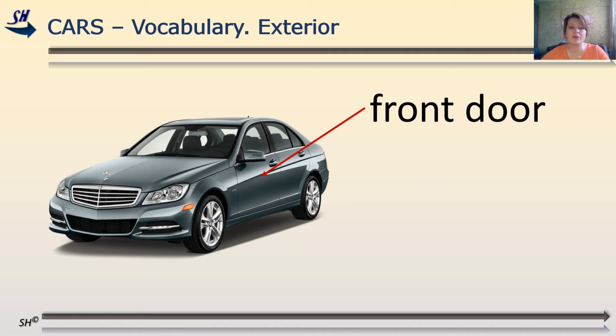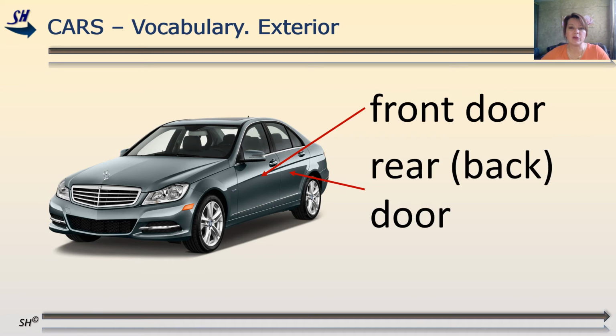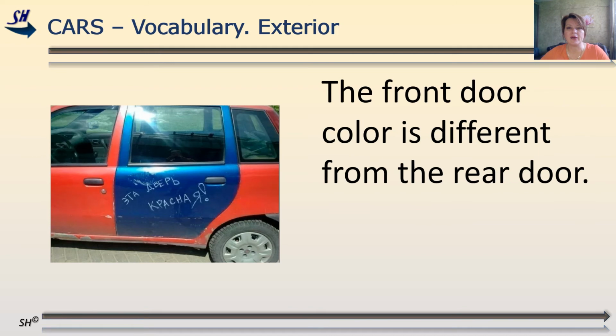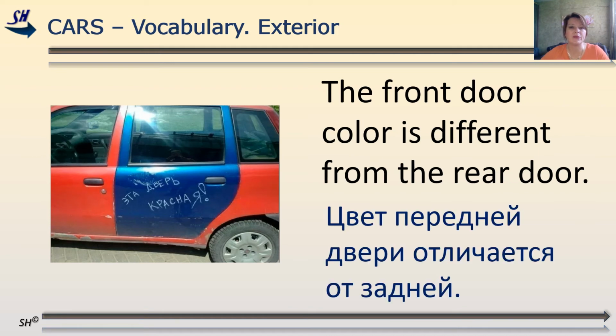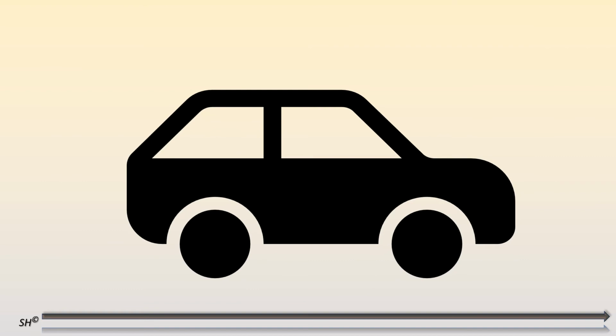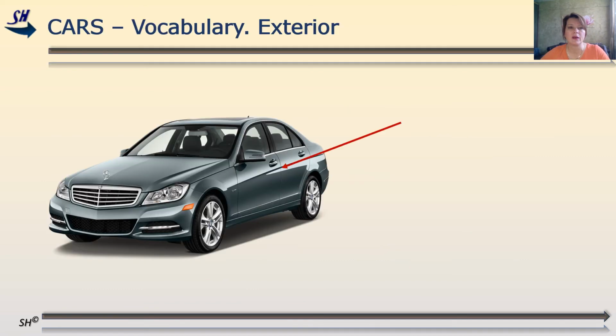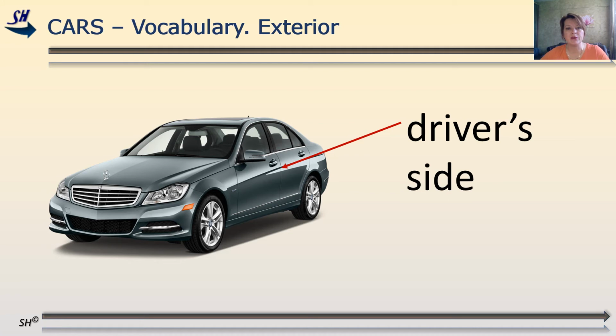Now, pretty much logical. This is the front door. The next one is the back door or rear door. You can say the front door color is different from the rear door. Very often, to avoid confusion about which front door you are talking about, on that side, on the other side, right? You say the door from the driver's side, and then like that you will avoid any misunderstanding.